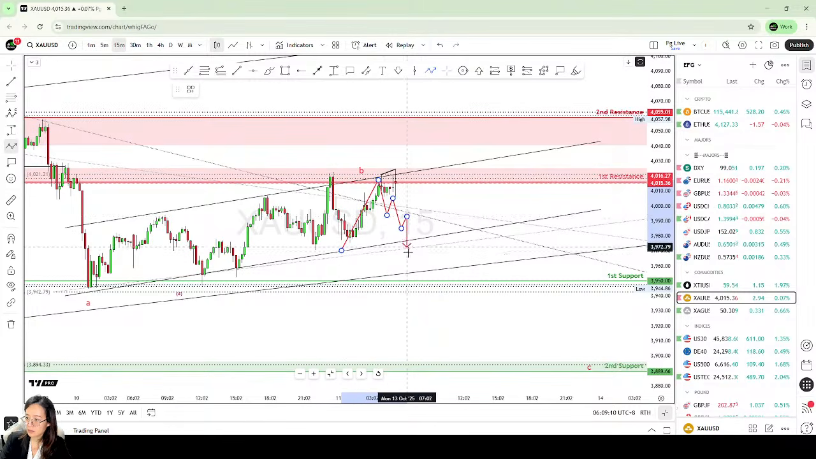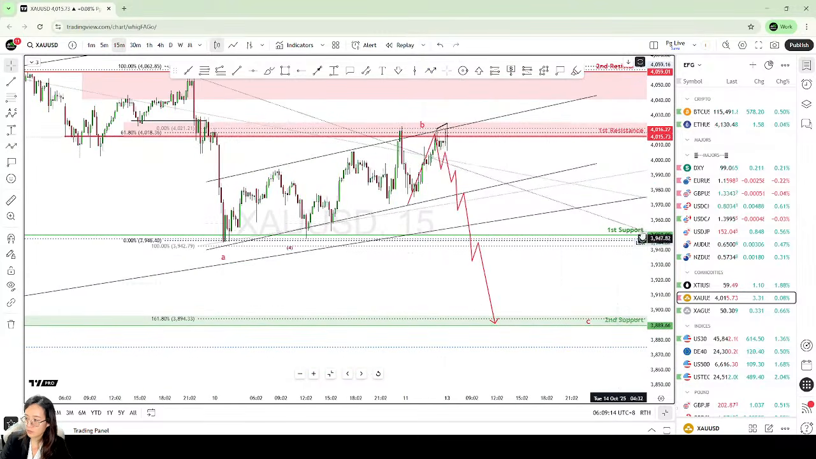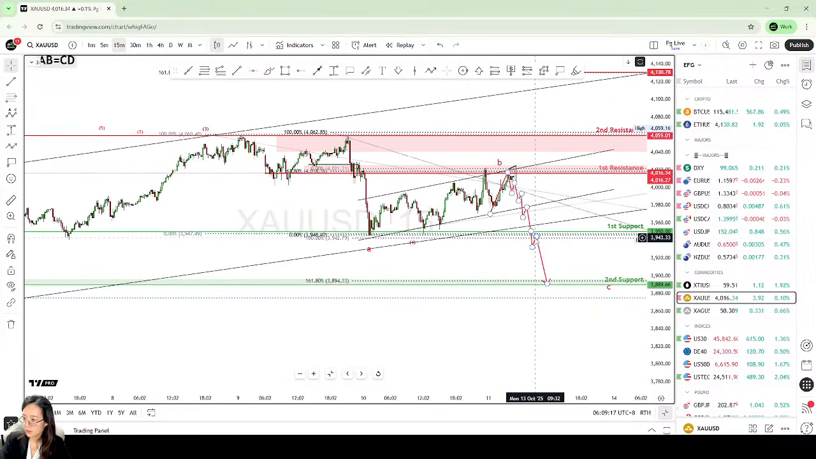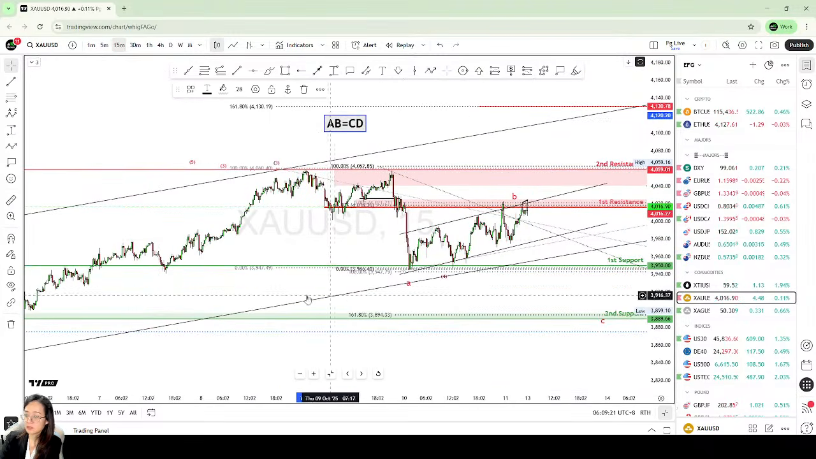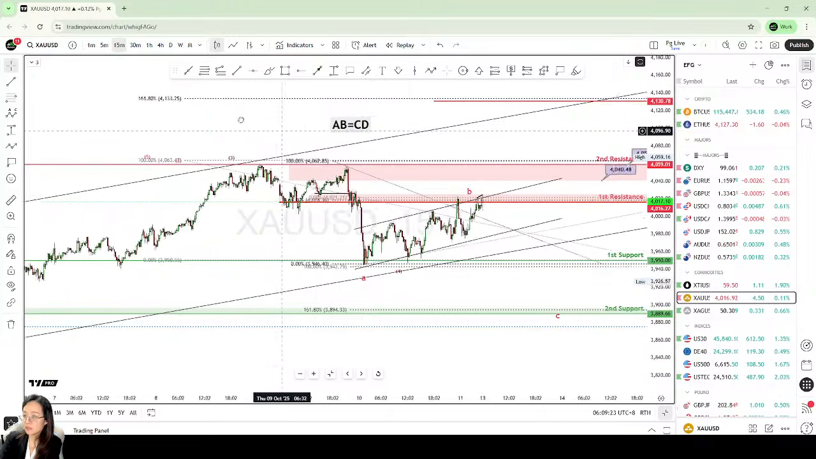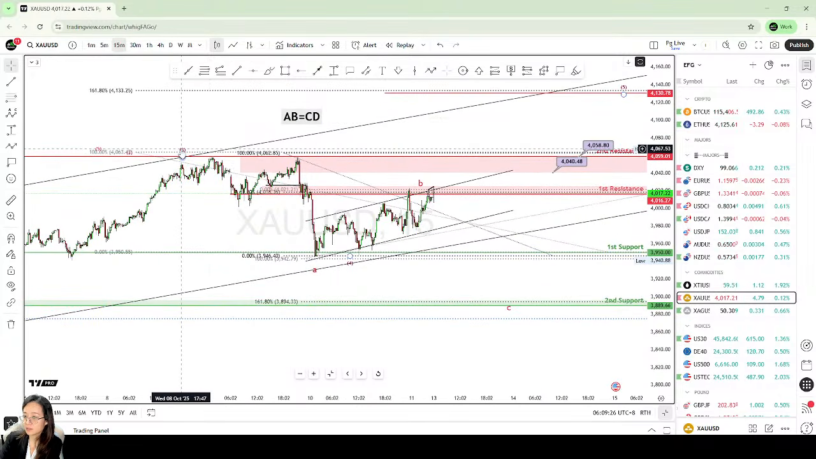If they're going to break the channel, come here. If they break, pull back, continue to complete either the ABC or AB equal to CD pattern. If AB equal to CD pattern, then I'm going to have wave 3 that completes wave 4.